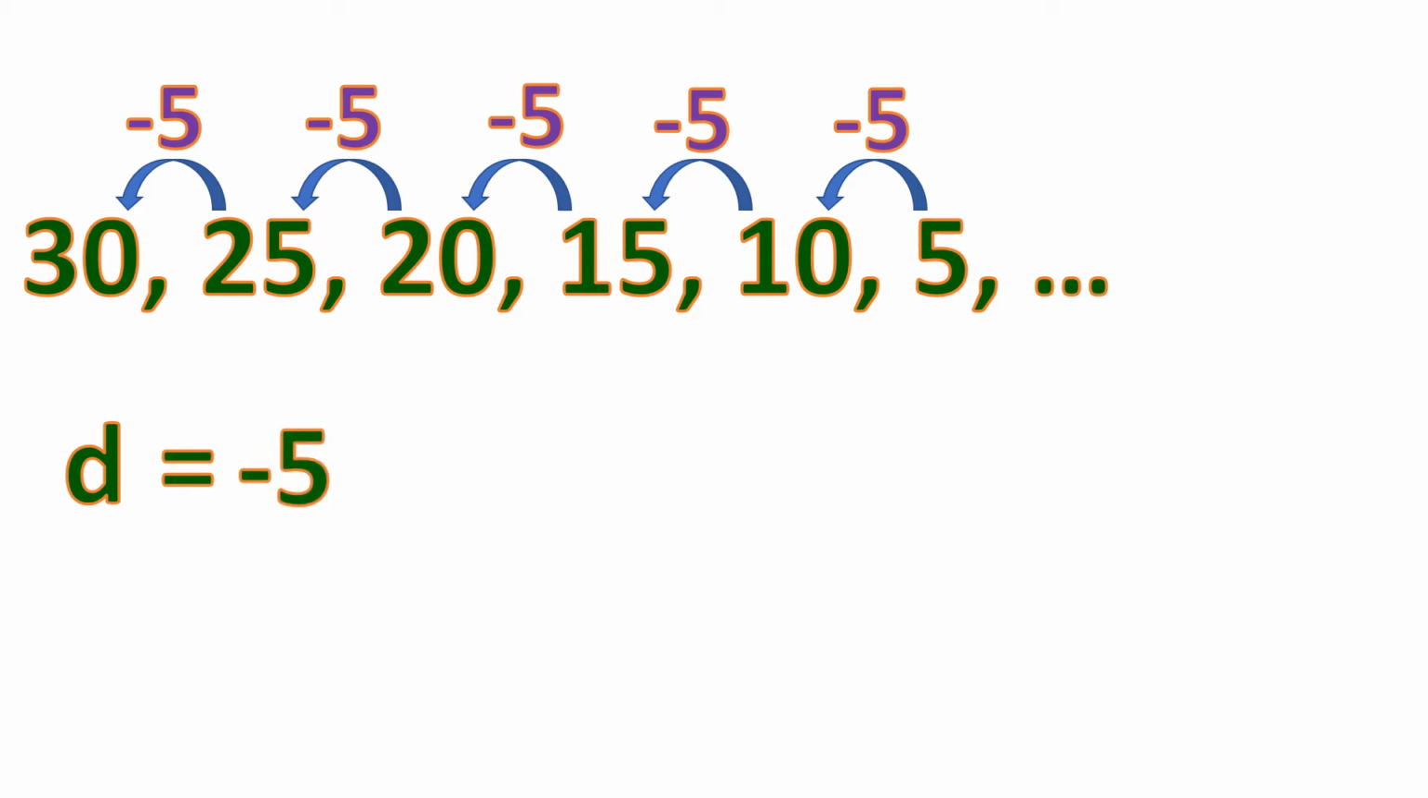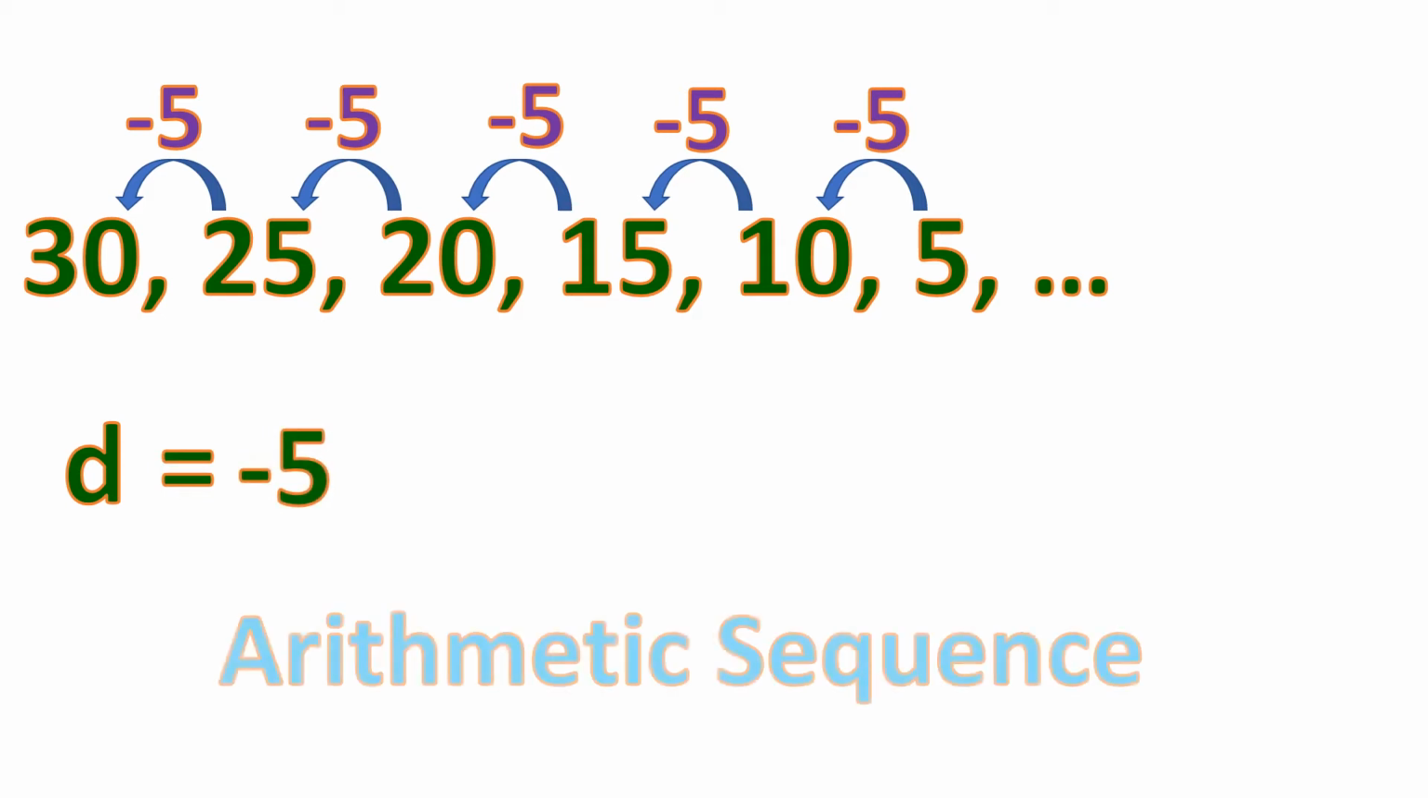So since there is a common difference, then this sequence is an arithmetic sequence. So that means if we want to continue, the next number after 5 will be 5 plus negative 5, which is 0. And after 0, it will be 0 plus negative 5, which is negative 5, and so on. So you keep on adding the common difference, which is negative 5.